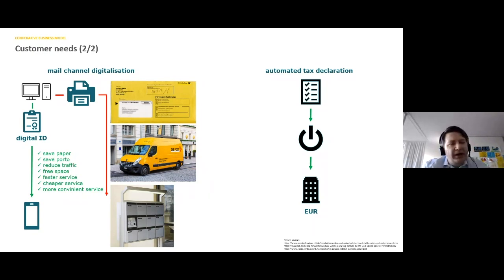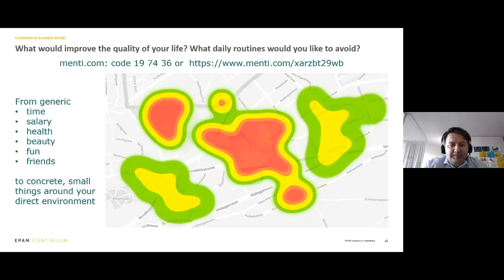And there were like many further topics placed. You can just ask yourself, what would bother you during your daily life, or what daily routines would you like to avoid? We have placed a link to the Menti. I would appreciate if you just press on that link or go over the menti.com and use the code 197436 and give us an idea, what would bother you. It's also a kind of mental exercise also for you, what bothers people around the world.